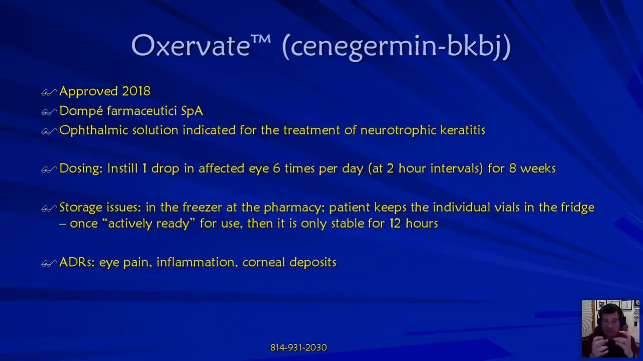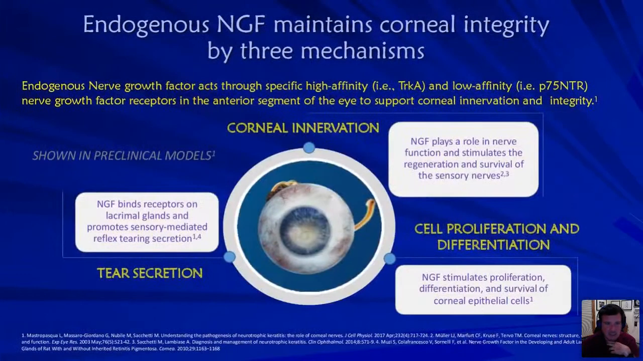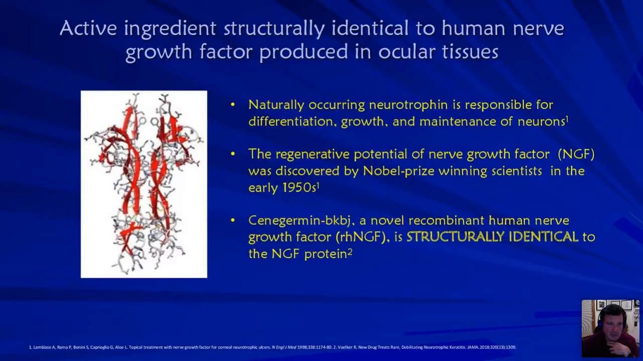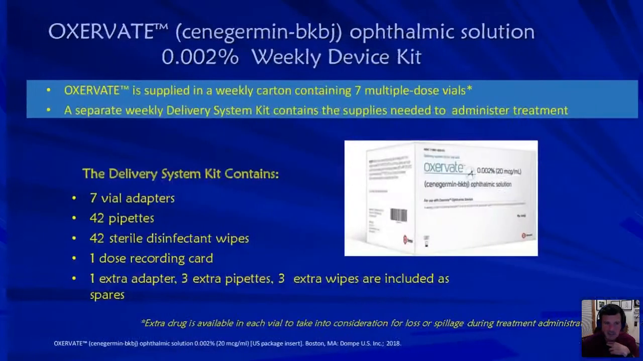And they come in individual glass bottles. Biologics are very fragile. The patient has to draw it up in these little pipettes. But when you get someone that has neurotrophic keratitis, it's pretty neat to watch the cornea heal. And again, it's endogenous nerve growth factor that's out there. And you're just making this huge molecule. And that's where the cost comes into play with these biologics.